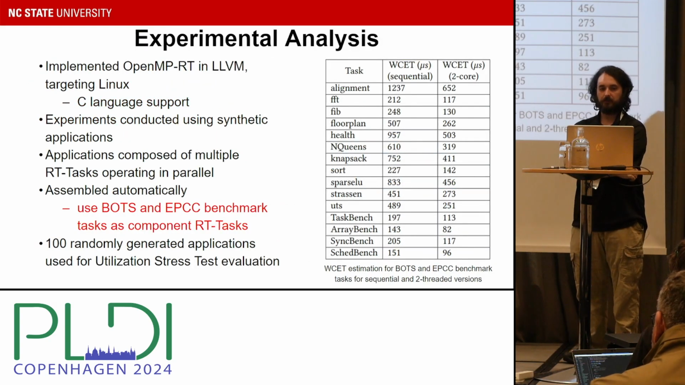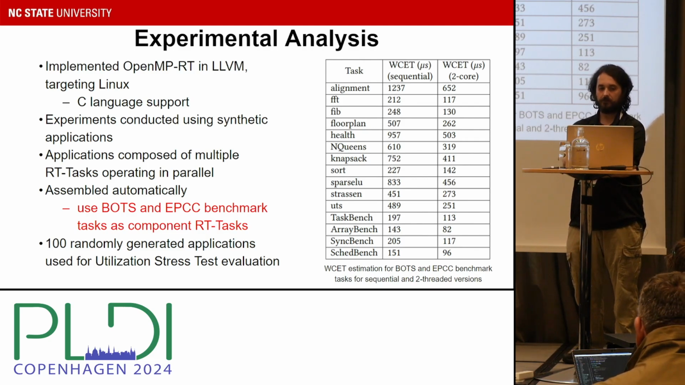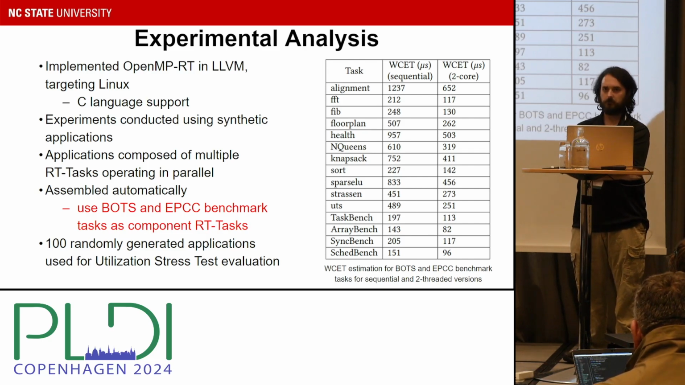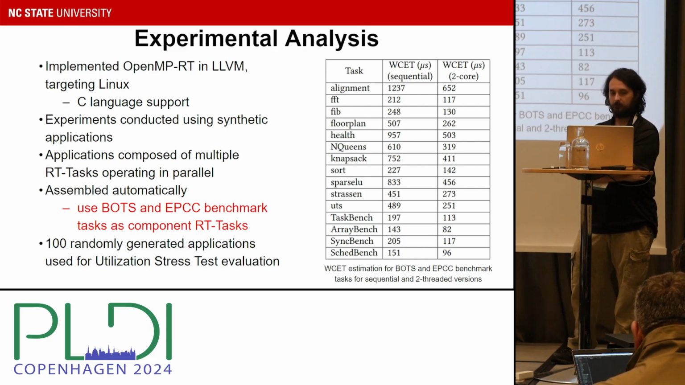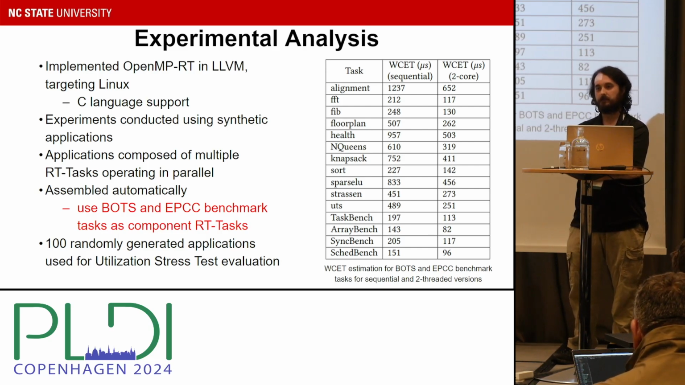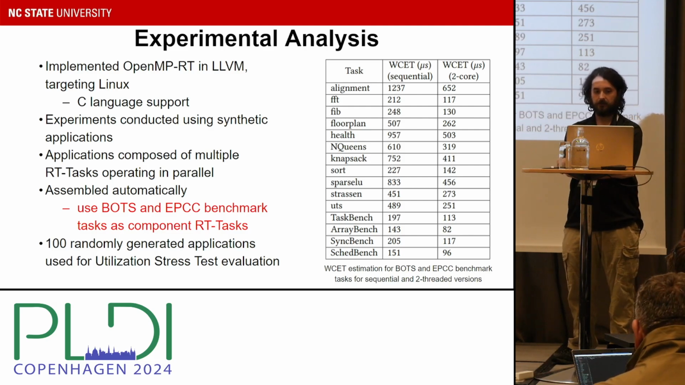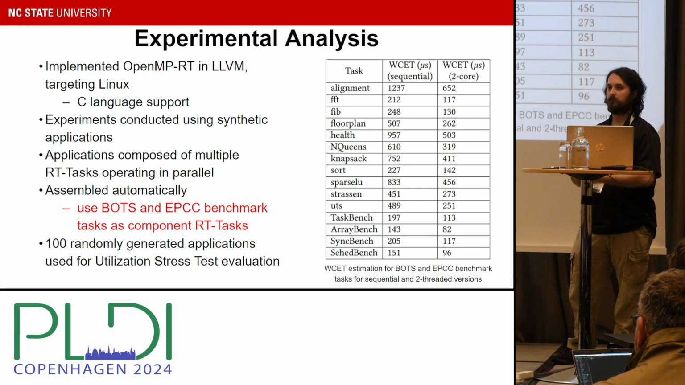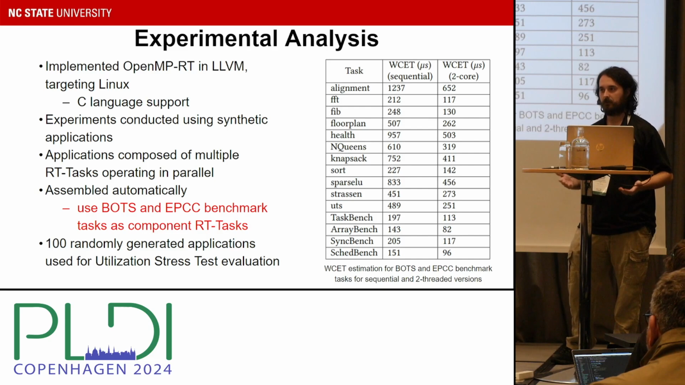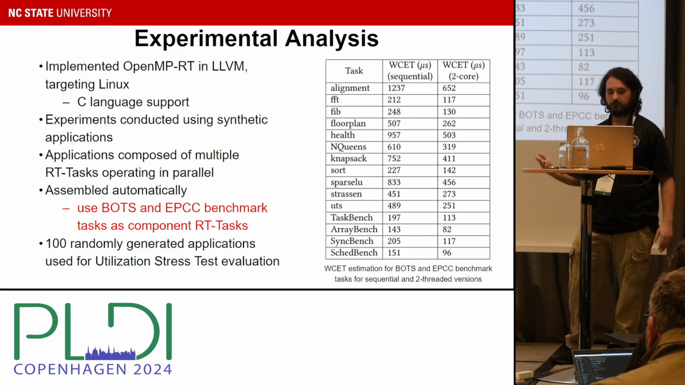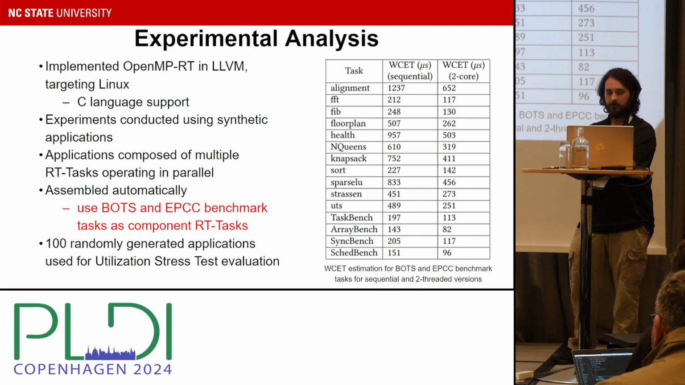So for the experimental analysis, we targeted specifically the C language. C++ support should be in there, but our test code was all in C, so for now we say C language support. Experiments were conducted using synthetic applications containing multiple RT tasks, always expressing coarse-grained parallelism, but also in some cases expressing fine-grained as well.